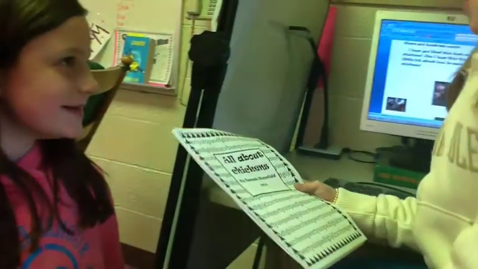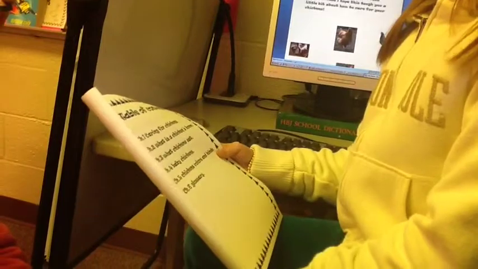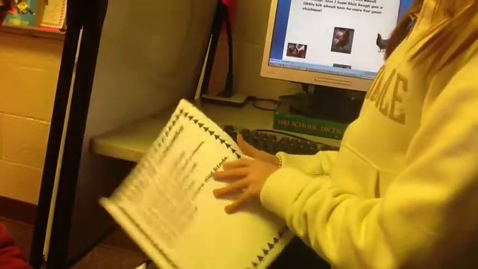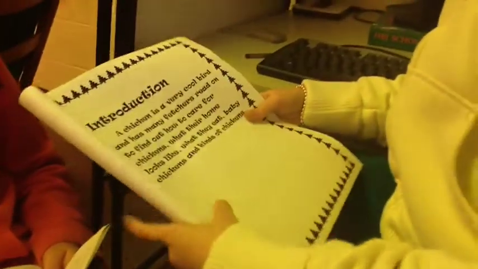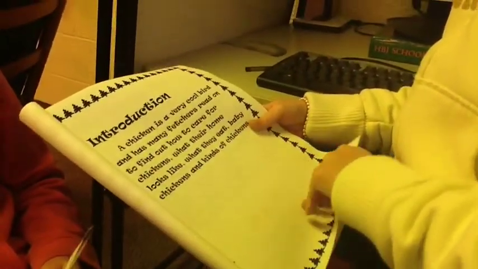Okay, my book is all about chickens by Hannah Winfield. So in the table of contents, there's chapter 1, caring for chickens, chapter 2, what is a chicken's home like, chapter 3, what chickens eat, chapter 4, baby chickens, chapter 5, chickens, colors and kinds, and then chapter 6, glossary. Introduction. The chicken is a very cool bird. It has many features. Read on, find out how to care for chickens, what their home looks like, what they eat, baby chickens, and the kinds of chickens.